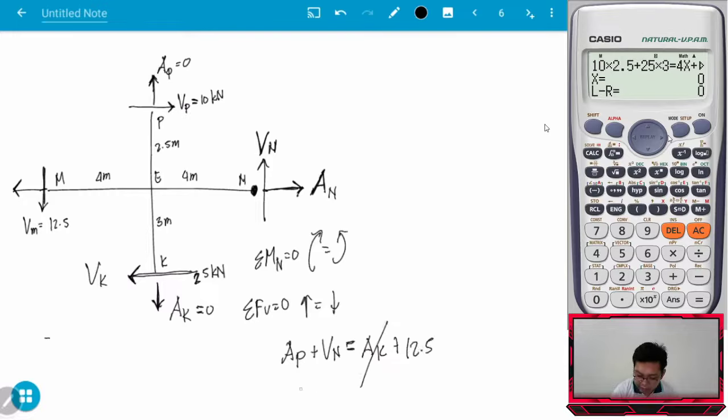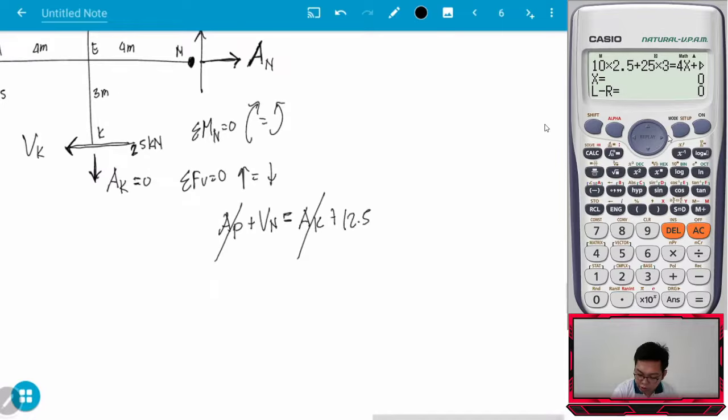12.5. So, cancel. Ang AP cancel. Therefore, VN is actually equal to 12.5 kilonewton. Okay? VN is actually 12.5 kilonewton. And then, paano ba to?